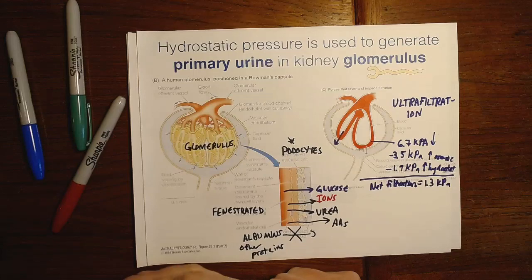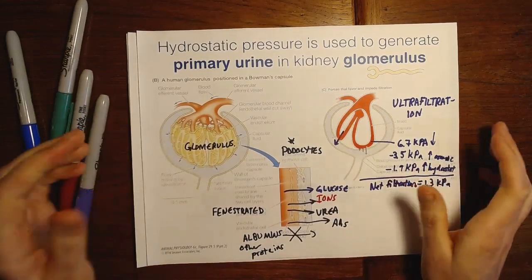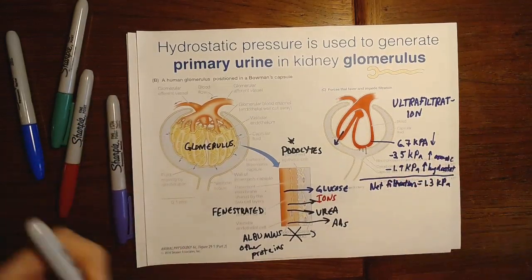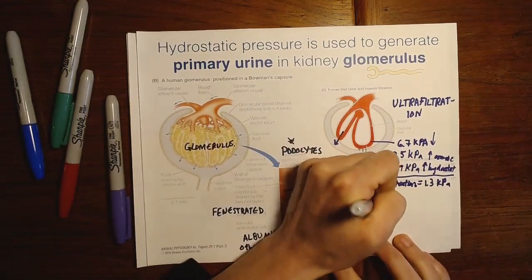Okay, so how much fluid actually gets filtered via the glomeruli to produce the primary urine? So what's produced here is going to be primary urine.